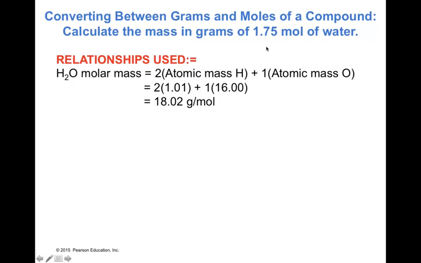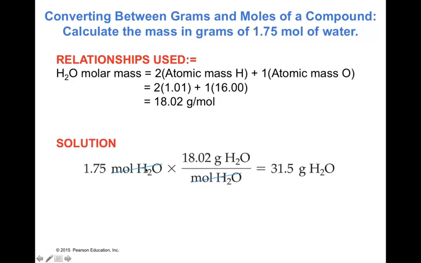Now we can use this to convert from 1.75 moles of water to the mass of water. And we have the conversion factor here. We need to use this one instead of the one that has the moles in the numerator and the mass in the denominator. So here we can cancel the moles of water, and we have in the numerator the unit of mass, the unit of grams of water. That is what we're looking for. So when we multiply this, we're going to have a total of 31.5 grams of water.